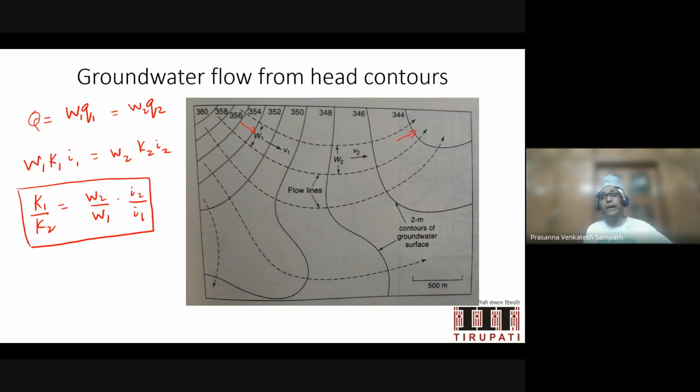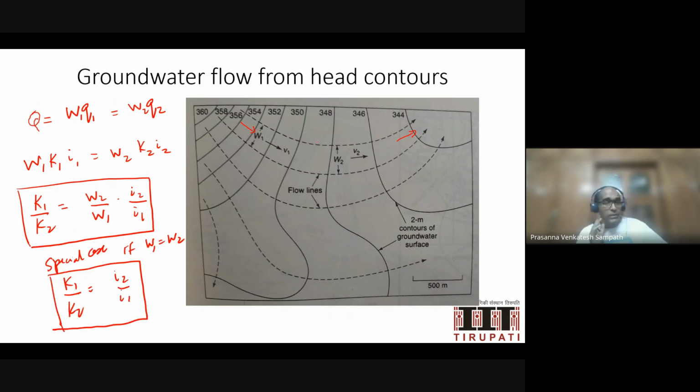Now, suppose W1 and W2 are about the same. Suppose W1 and W2 are very close to each other, or let's say they are even exactly equal. Then I get this interesting expression: since W2 and W1 are equal, they just go away. I'm left with this expression, K1 by K2 equal to I2 by I1.